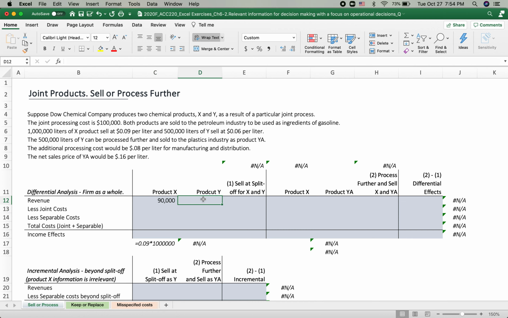And how about the product Y? Product Y, also the same procedure. How many liters? Right, 500,000 liters at 0.06 per liter times 500,000 liters. So that is the revenue when the company sells these two products at the split off point, not processing further. So let's just sum up these two revenues. And then the joint cost. How much is the joint cost? Joint processing cost is $100,000.